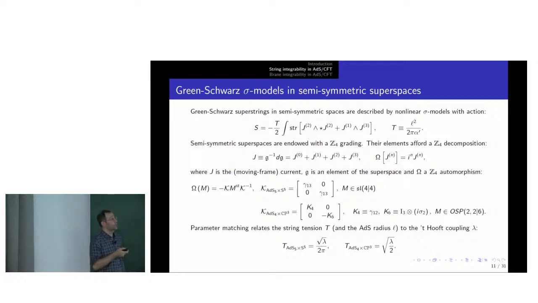But now, once we have the fermions, we have two more components in this decomposition, which are carried out by means of a discrete automorphism omega, and I provide the details of this automorphism here. And of course, we also have a parameter matching between the two sides of this duality, which allows us to write the corresponding tensions in terms of the 't Hooft coupling constant.